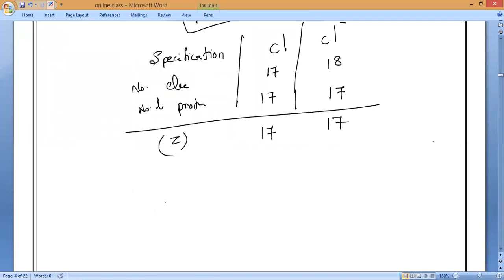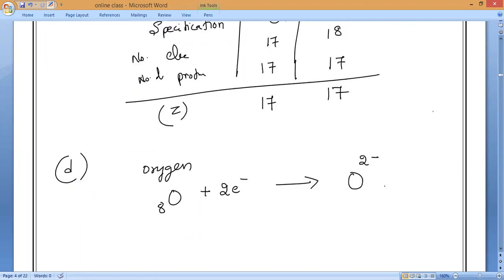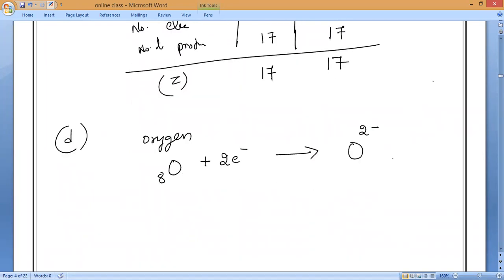Next, one more thing we'll write so that you will understand. Then write it, D. Oxygen. So we all know oxygen. Oxygen will gain 2 electrons. And it will turn into what? Anybody can tell me? O2 minus. Understanding? Because it will receive 2 electrons. So now tell me the specifications fastly. O and O2 minus.